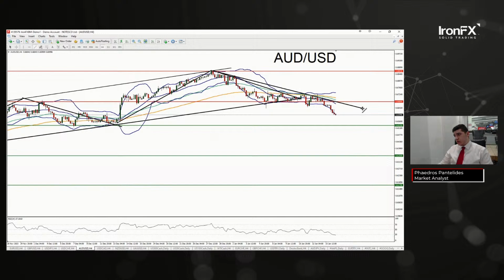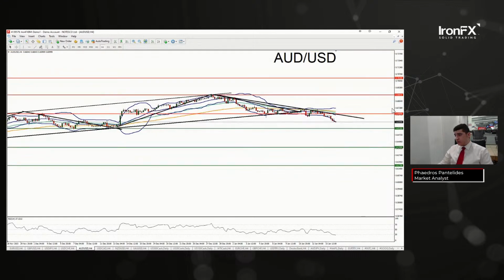Let's see if we could draw a downwards moving trend line as well. So this could be a readjustment from the 28th of December 2023. So bearish outlook for the pair. RSI as well supporting it. A widening of the Bollinger Bands implies high market volatility as well.